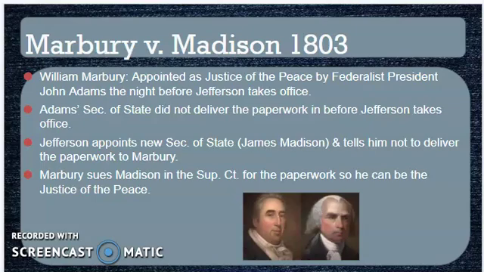So William Marbury was appointed as the Justice of the Peace by John Adams the night before Thomas Jefferson takes over. Now, obviously, he didn't get his papers until later, and it may not go into effect because you'd have a different president by then. Well, basically, Marbury sued Madison, who was the Secretary of State at the time, and said, no, I still get to be a judge. Like, you can't take that away from me.